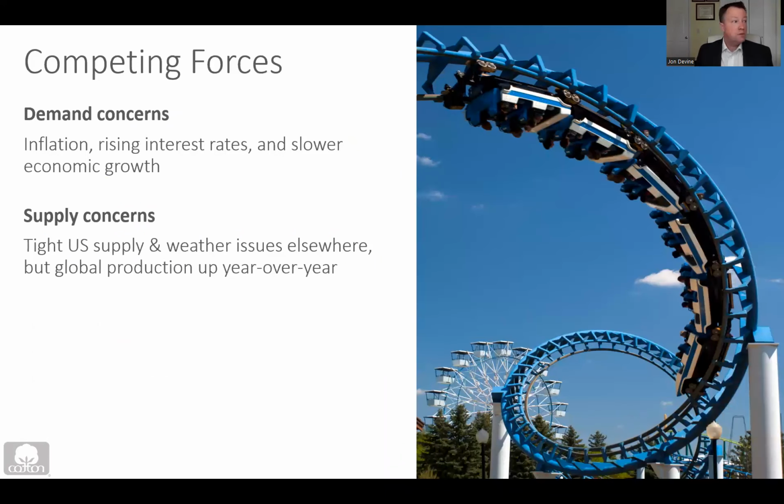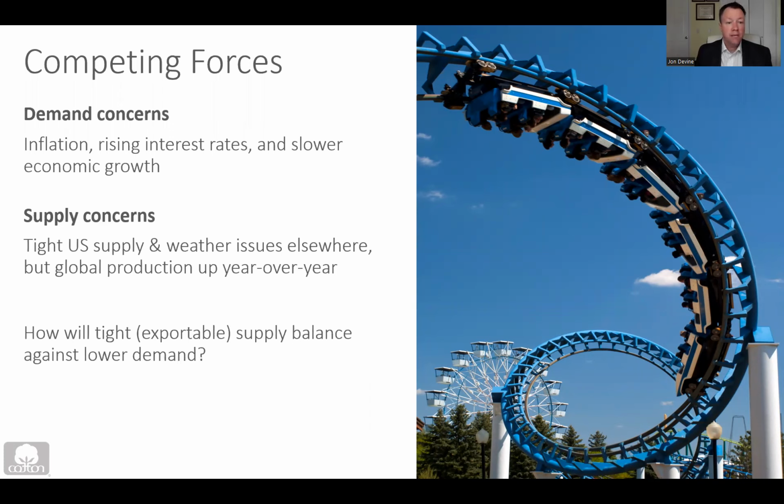So we got some competing forces out there. We talked about these on the demand side. Of course, a lot of concerns about inflation, rising interest rates, slower economic growth around the world, how that could pull back on consumer spending and manufacturer demand. In terms of supply side, a lot of tightness in US supply, tightness in global exportable supply, weather issues out there in Pakistan, increasing import demand, at least in that market. But global production is still up year over year.